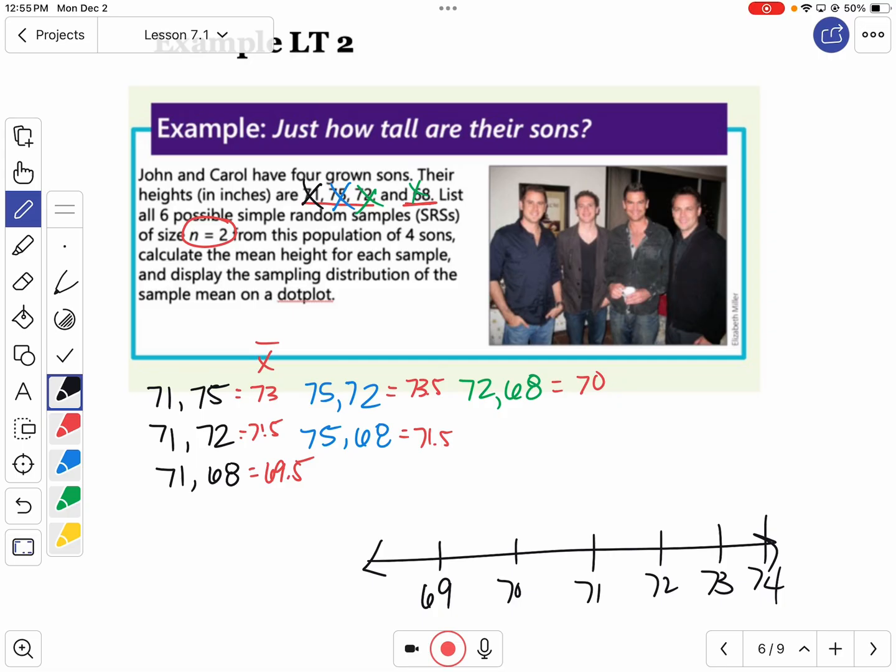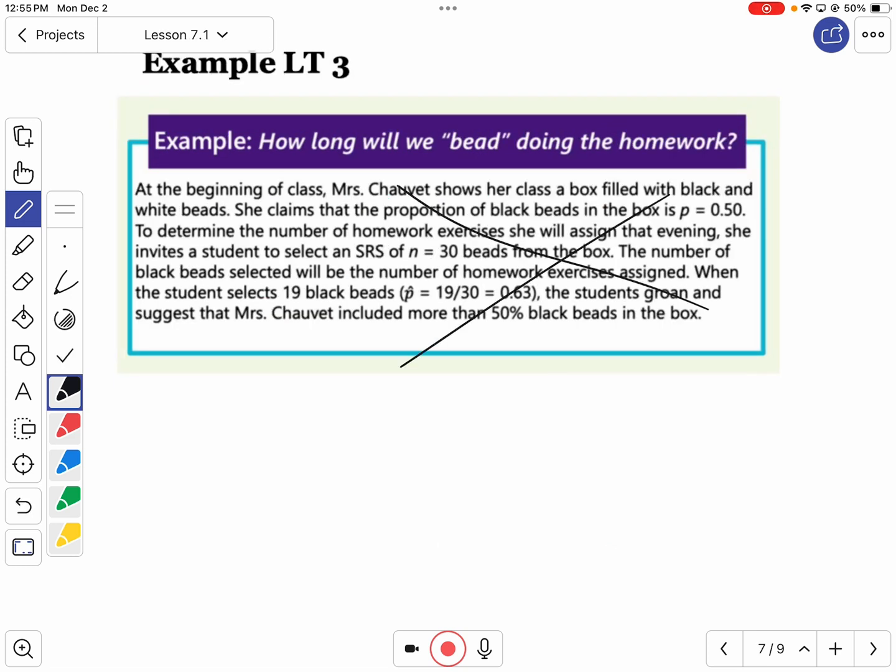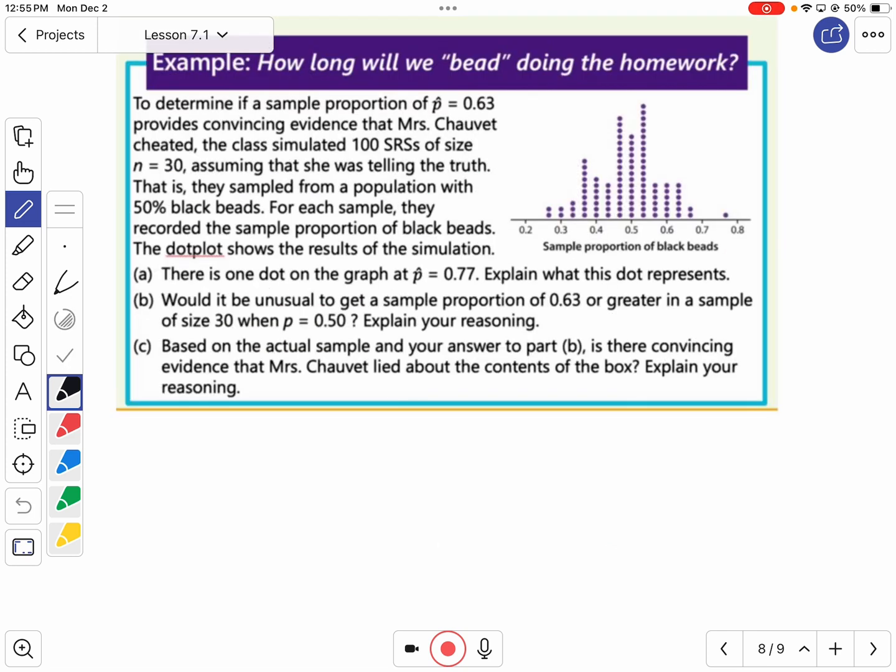Question on that. All the possibilities. All right, let's skip example 3. We're going to skip that one, and let's look at this one. There's a lot of information on here, but I just want to be sure we understand about getting those percentages to know, is it statistically significant?